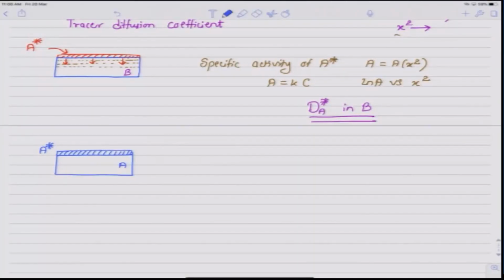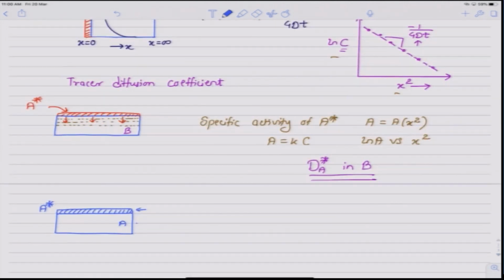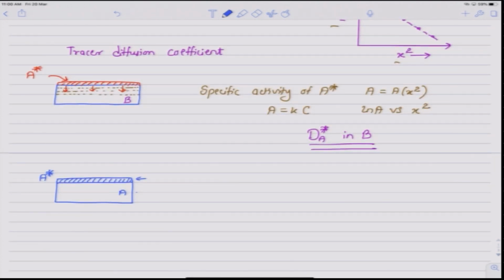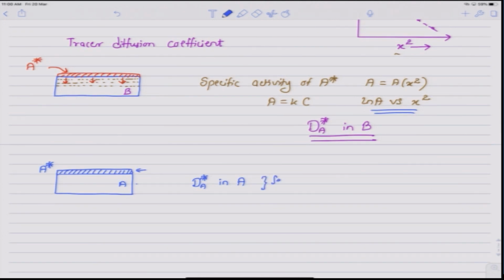So, for self diffusion measurement, we have this type of geometry. Deposit a thin layer of A star on A, everything else is the same. We determine the specific activity of A by sectioning and plot ln of A versus x square to give the self diffusivity of A, that is D A star in A, and this is the self diffusion.